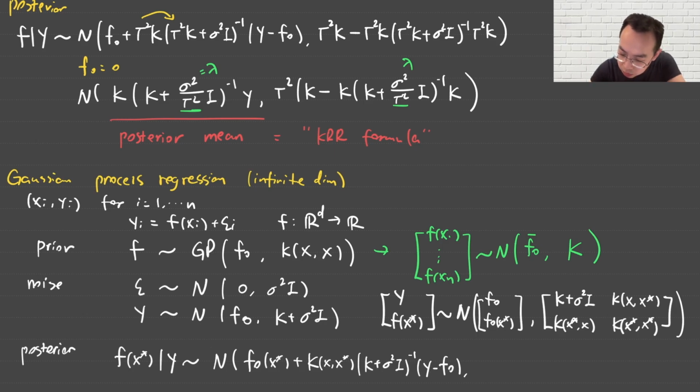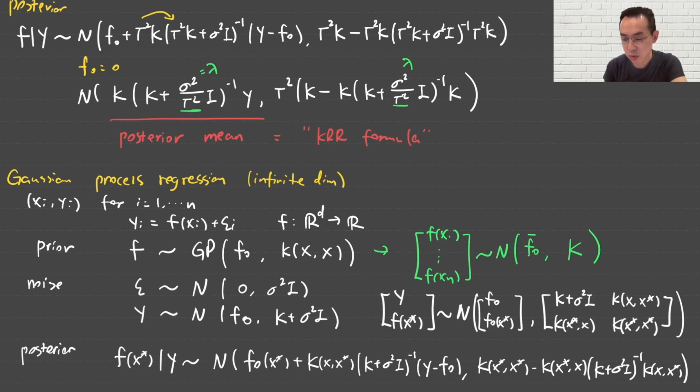And then for the variance, we'll have K x star x star minus K x star x, and then K plus sigma squared I inverse, times K x star. Okay, so that is the full posterior distribution for our estimate of the function f. For each evaluation point, we will have a Gaussian distribution. So that is Gaussian process regression.